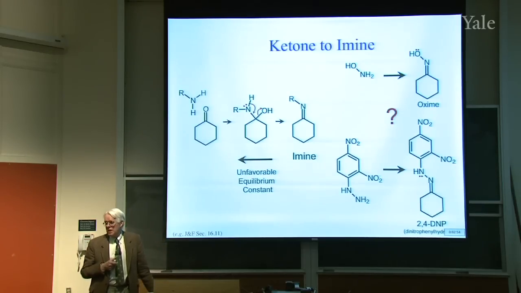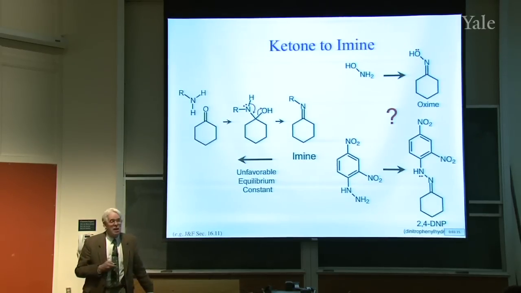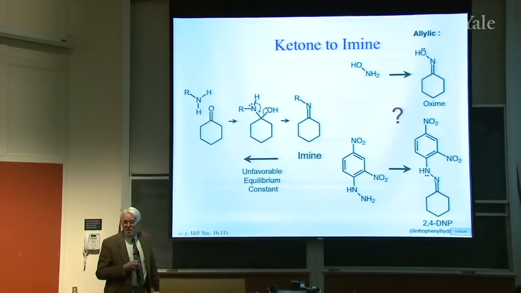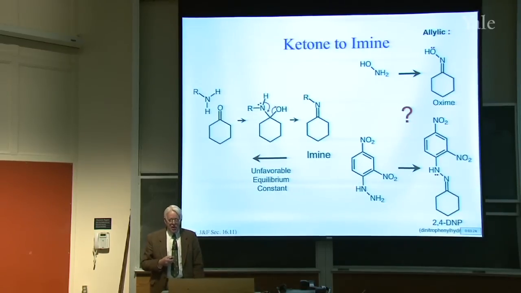Anybody got an idea? What's good about this compound having an unshared pair here attached to the amine? Matt, you got an idea? Sure, you got the pi star here, and it can overlap with that, so you get special stability on the right. It's allylic. The unshared pair is adjacent to the double bond. So you got special stability on the right.